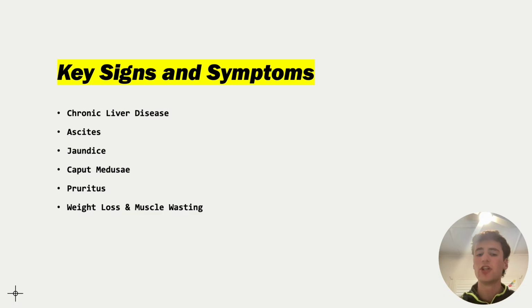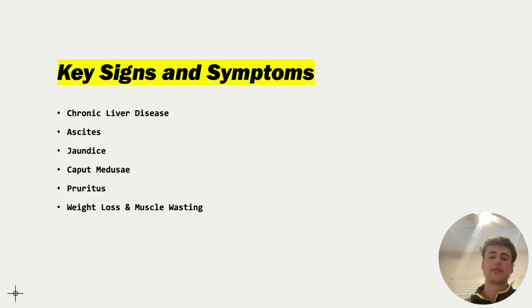So accumulation of fluid in the peritoneal cavity due to increased hydrostatic pressure from portal hypertension and decreased oncotic pressure from low albumin levels. To identify this, you need to inspect and palpate the patient's abdomen. All right, so moving on.